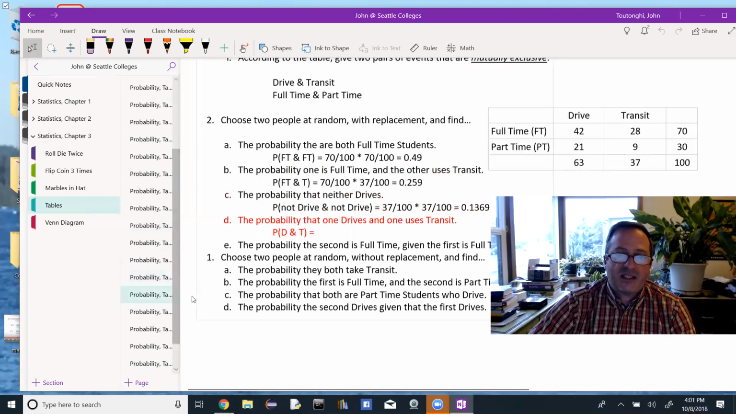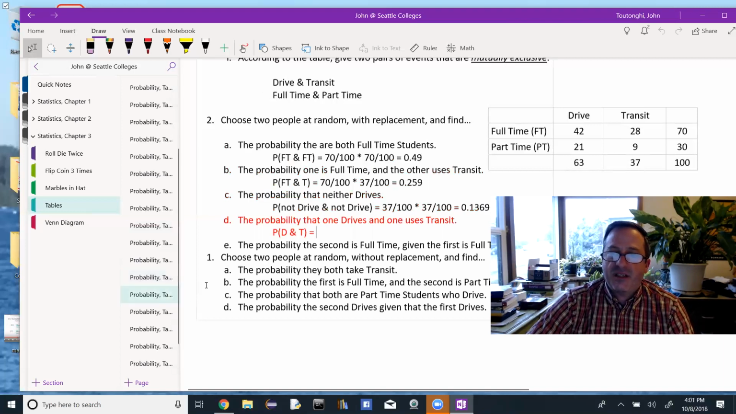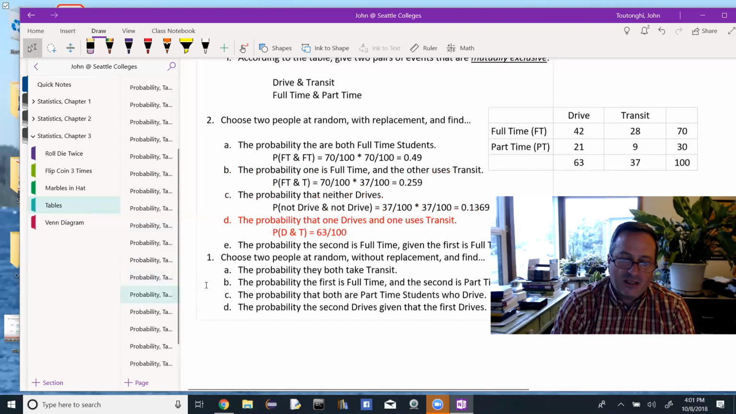The next one asks about the probability that one drives and one uses transit. So one drives, 63 out of 100, and the other uses transit. Again, we put the one back, so we still have 100 people, 37 out of 100.